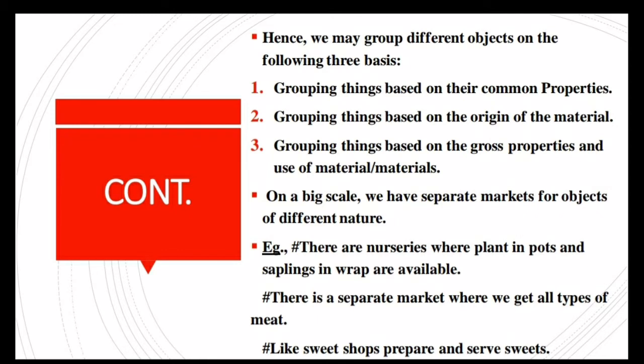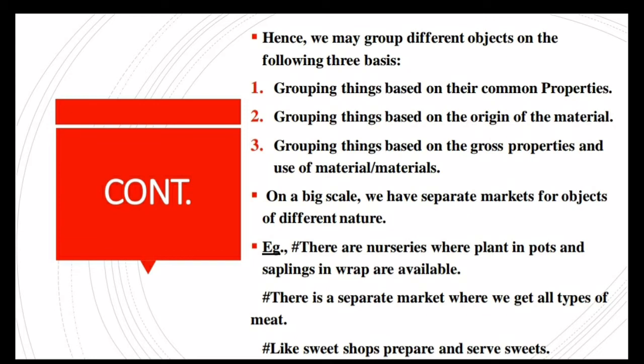If we want something like besan or rava, that means we will take the material from its origin. Then, grouping things based on the gross properties and the use of materials. This is the grouping in which different types of materials are used to make one object.